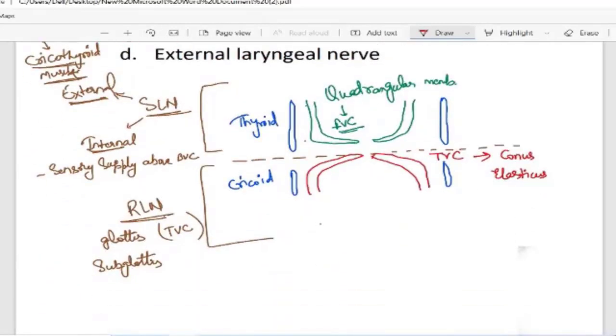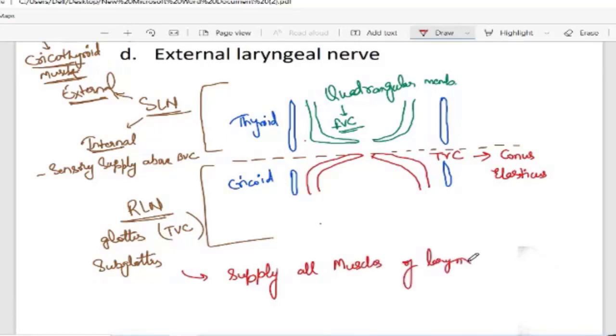And the other thing to remember: the recurrent laryngeal nerve supplies all muscles of the larynx except the cricothyroid, which is supplied by the external laryngeal nerve.